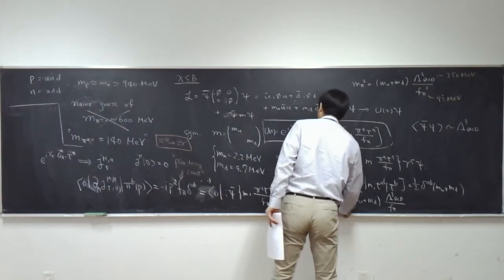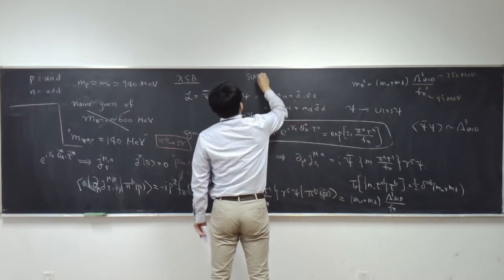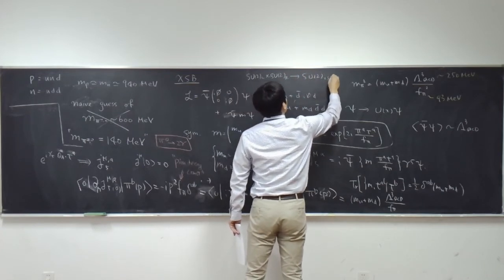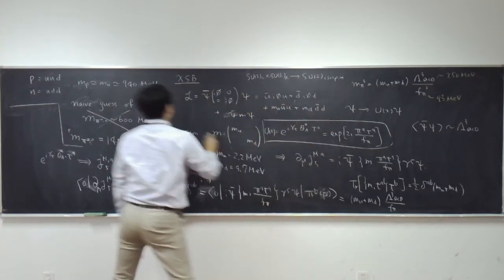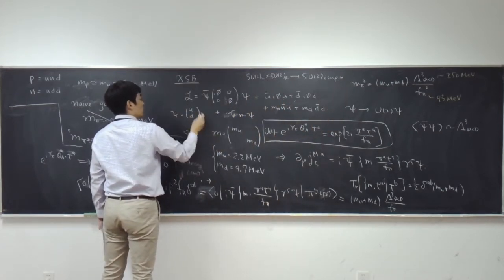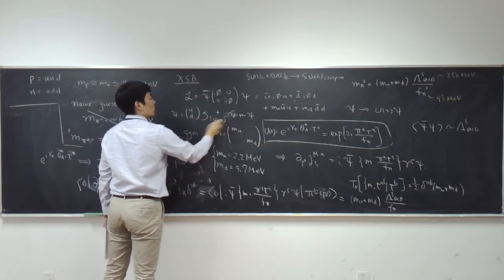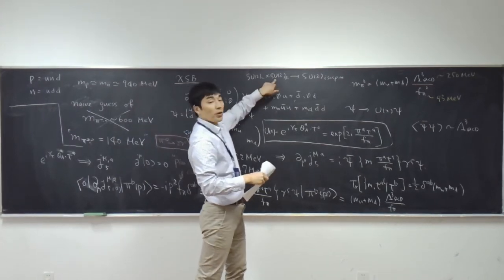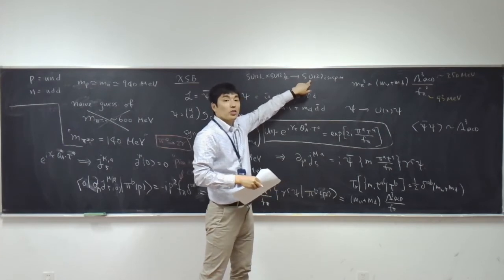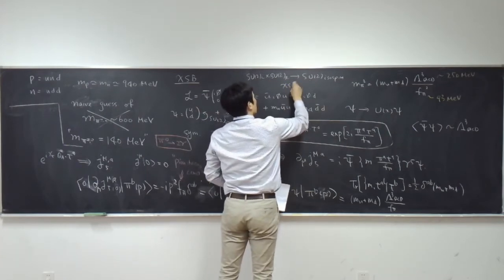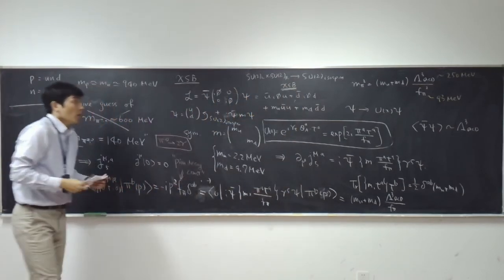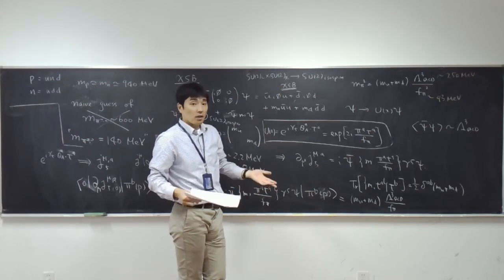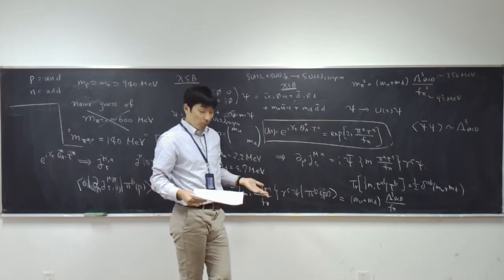As I mentioned, SU2 left, SU2 right is broken to SU2 isospin. Isospin is really, you just have psi U and D rotated by this SU2 isospin. So this two copies of SU2 broken to one copy of SU2 is called chiral symmetry breaking. And the Nambu-Goldstone boson for chiral symmetry breaking is pi.